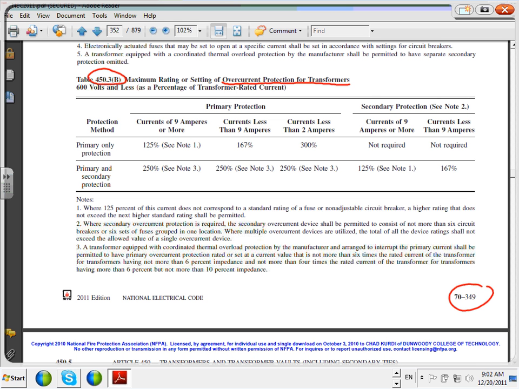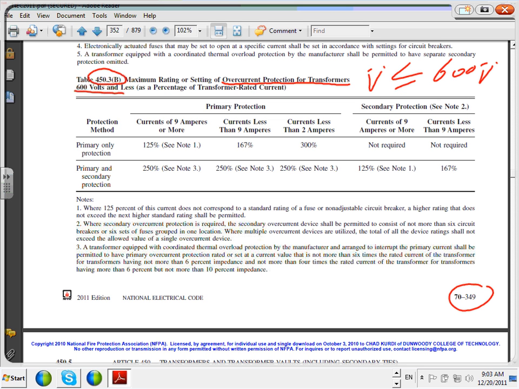Okay, everybody's there, page 349, Table 450.3(B). The most important thing about this table, guys, is right in here. If you have a system where the voltage is equal to or less than 600 volts on both the primary and the secondary, the primary and the secondary. So if you have a transformer where the primary and the secondary voltages are less than 600 volts, then you use this table. The primary and the secondary.